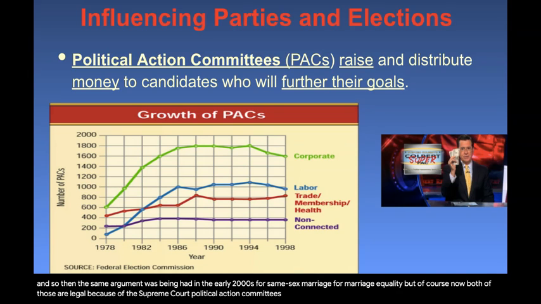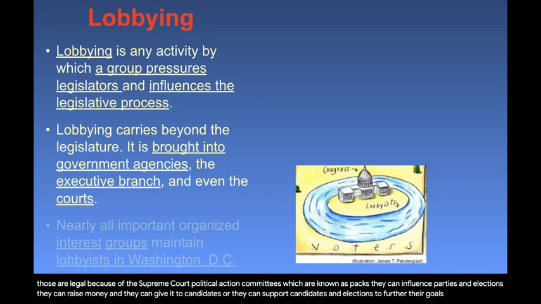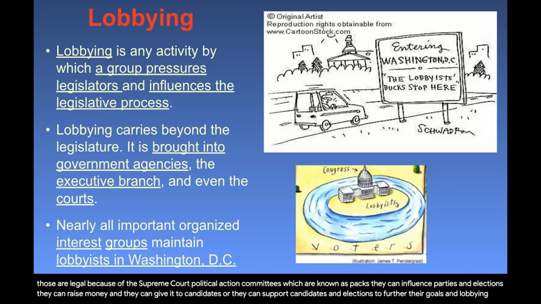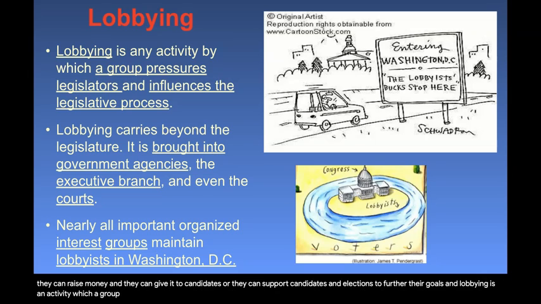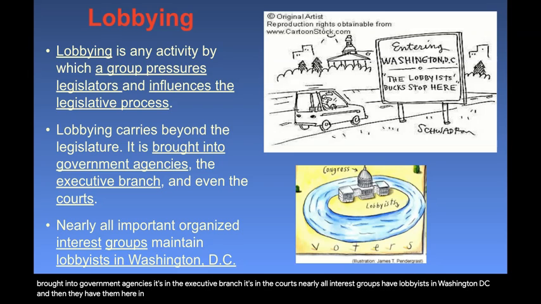Political action committees, which are known as PACs, can influence parties and elections. They can raise money and give it to candidates, or they can support candidates in elections to further their goals. And lobbying is an activity in which a group pressures legislators and influences the legislative process. Lobbying carries beyond the legislature. It's brought into government agencies, it's in the executive branch, it's in the courts. Nearly all interest groups have lobbyists in Washington, D.C., and then they have them here in Sacramento as well.